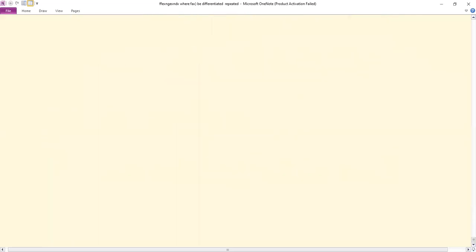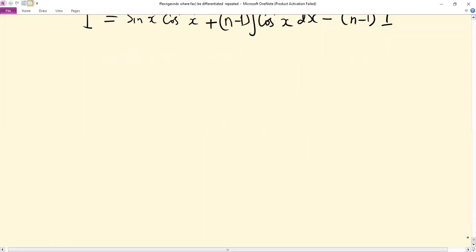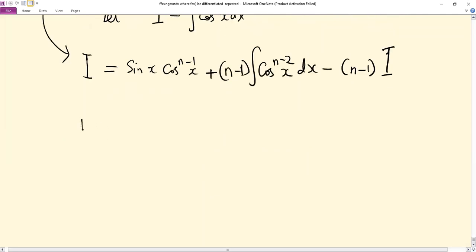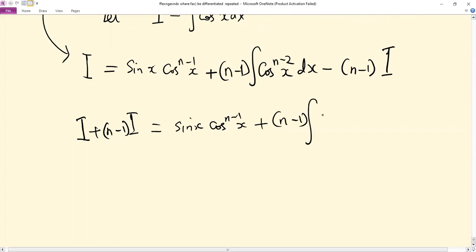Now collect terms in I. So we have I plus n minus 1 times I equals sine x cos power n minus 1 of x plus n minus 1 times the integral of cos power n minus 2 of x dx.